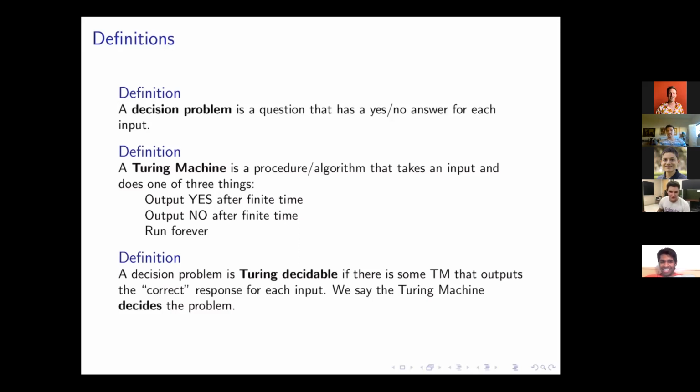Any questions about any of the three definitions we've given here before we move on to yet more definitions?